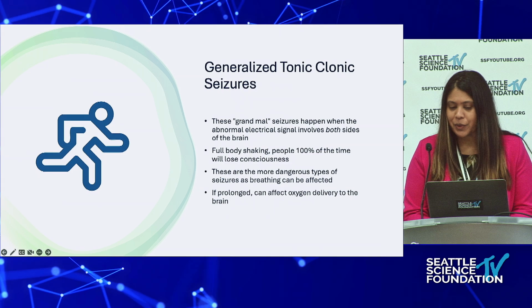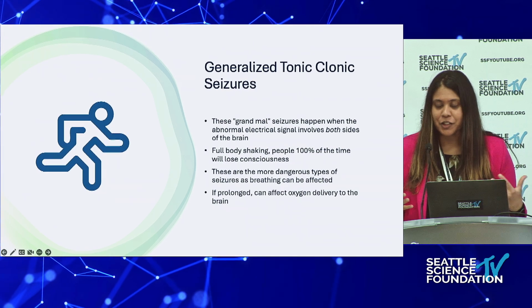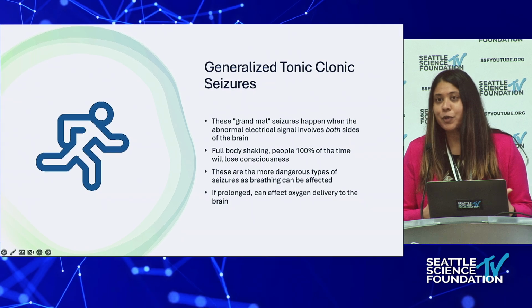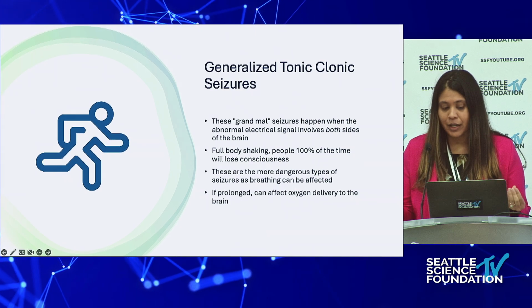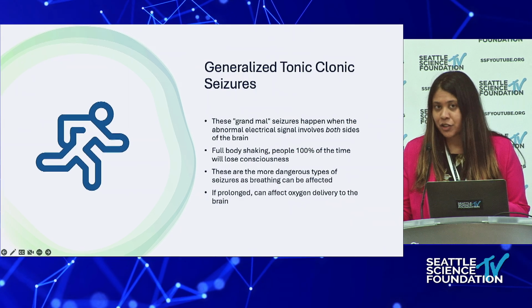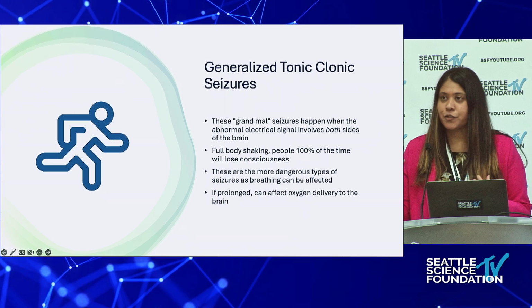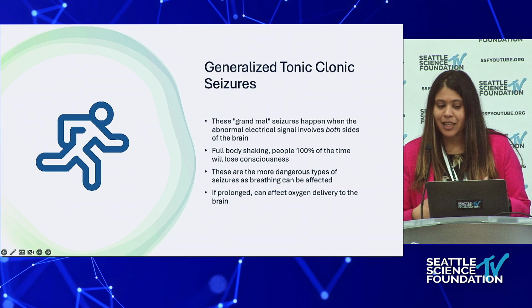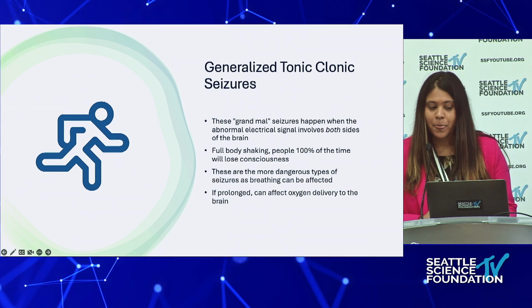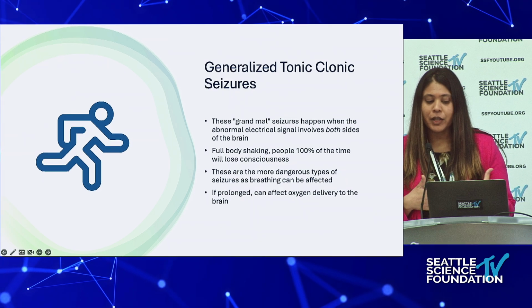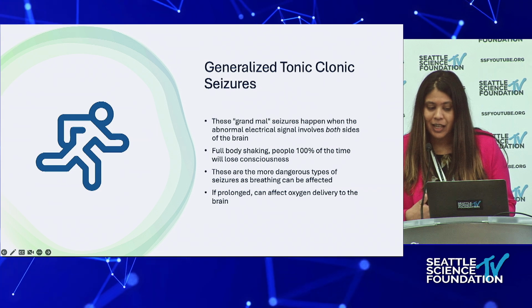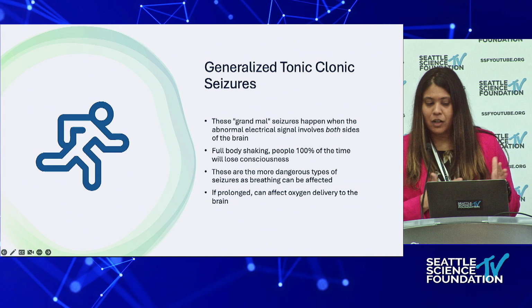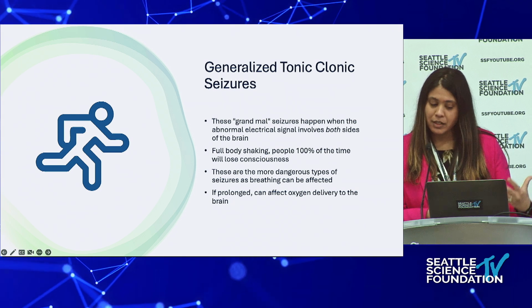Generalized tonic-clonic seizures are what I want to talk about next. These are grand mal seizures. These are probably what you typically think of when you think of seizures. And these happen when the abnormal electrical signal involves both sides of the brain. So in brain tumor patients, usually the seizure starts focally. It starts in the area where the brain tumor is, where the surgery is, and then if it spreads to the other side of the brain, then it becomes a generalized tonic-clonic seizure. This involves full body shaking, and people 100% of the time will lose consciousness. And these are the more dangerous types of seizures. While focal seizures are worrisome, they in and of themselves are not concerning as long as you're still breathing and things like that.